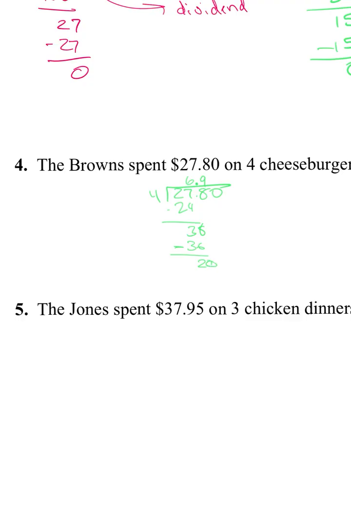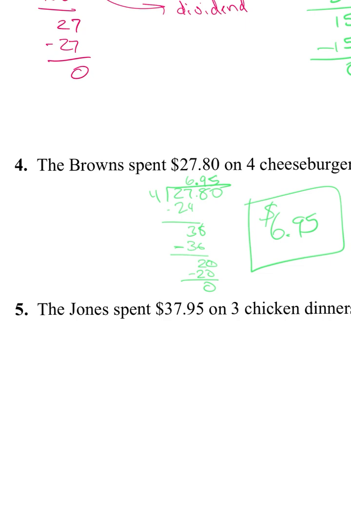Bring down the 0. 4 will go into 20 5 times. Okay, and then 5 times 4 is 20. Subtract those, and I get 0. So each cheeseburger costs $6.95. And don't forget your label. Okay, so $6.95. That's how much the cheeseburgers cost. Pretty cheap cheeseburgers. Hopefully they're pretty good.